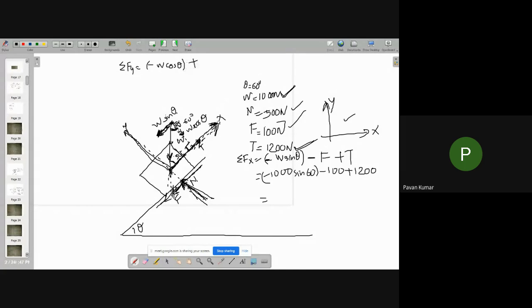So plus N. Then F is acting along the line, so there won't be any Y component. T is also along the X, so there won't be any. So there are only two Y components. We can substitute: minus 1000 cos theta plus N, which is acting upward, so it is positive, N is 500, and theta we can substitute as 60. So we get the Fx and Fy by solving. And if we get Fx and Fy, we can find the resultant as the square root of sigma Fx squared plus sigma Fy squared.